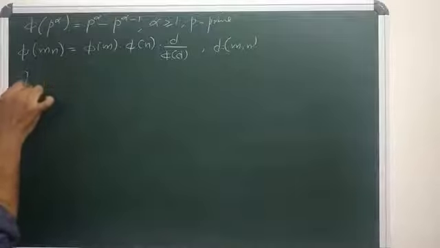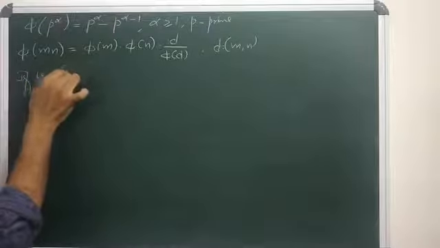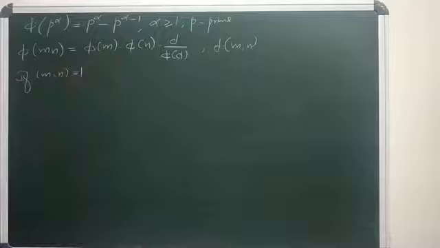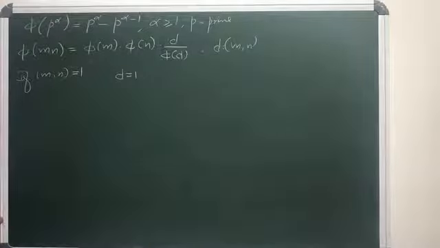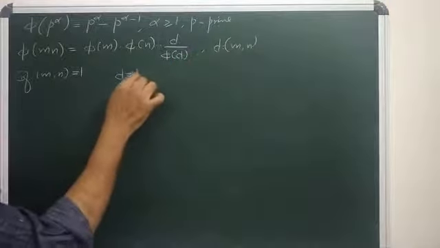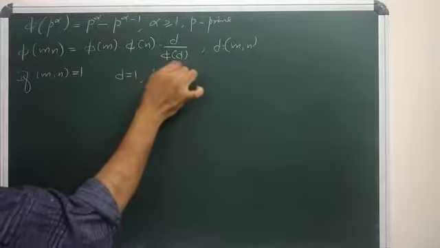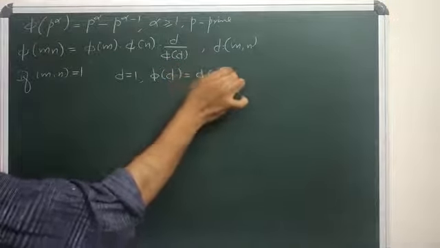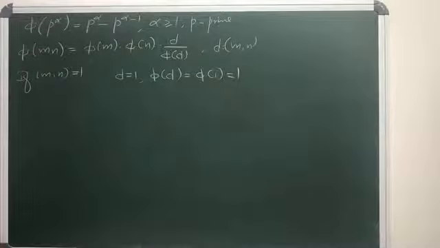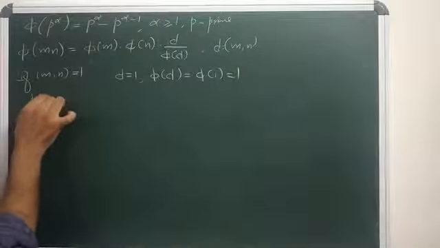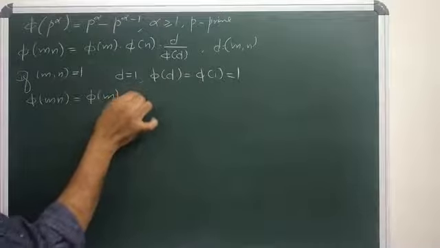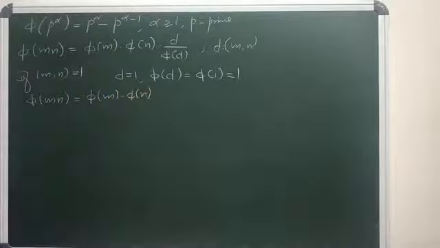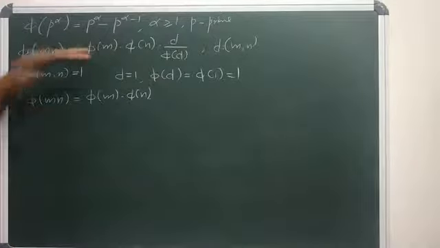Now check, suppose m and n are relatively prime. What happens here? When m and n are relatively prime, we know that d is 1. When d is 1, what is phi of d? Phi of 1 is also 1. So when m and n are relatively prime, we have phi of mn equals phi of m into phi of n. So this can be proved from this result.